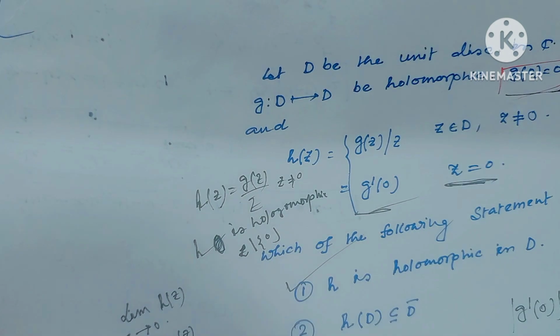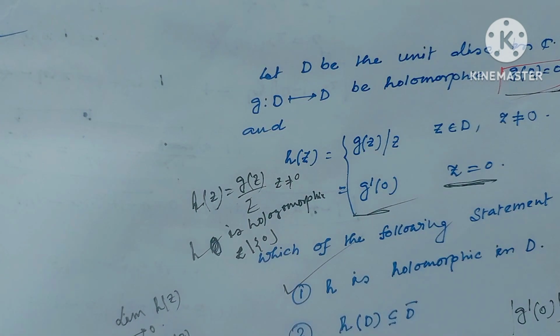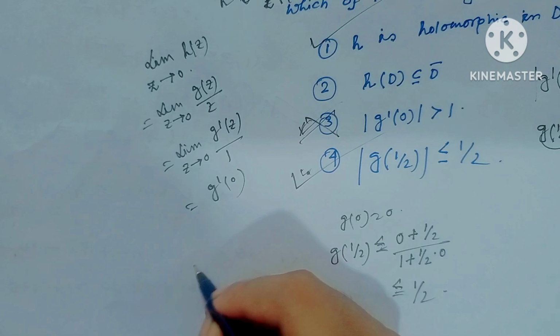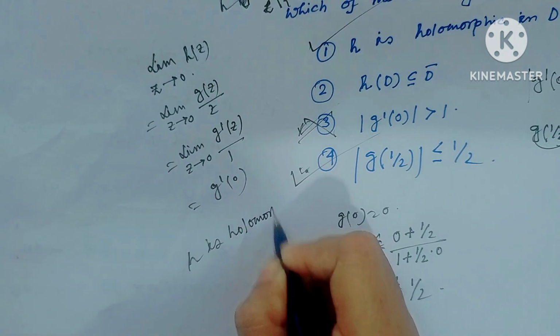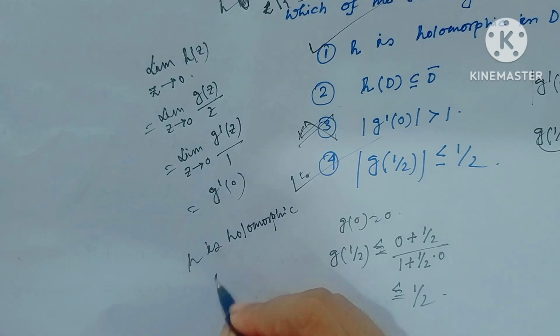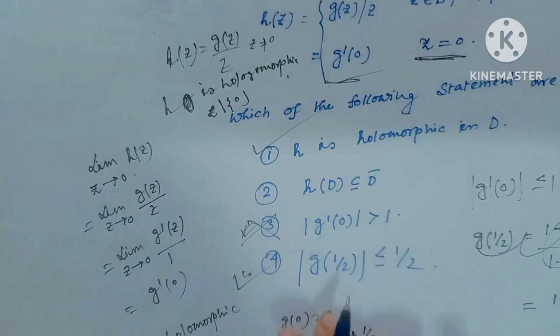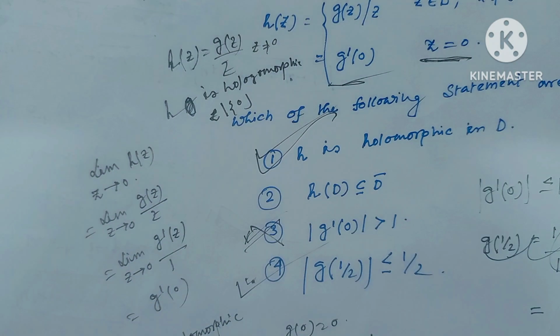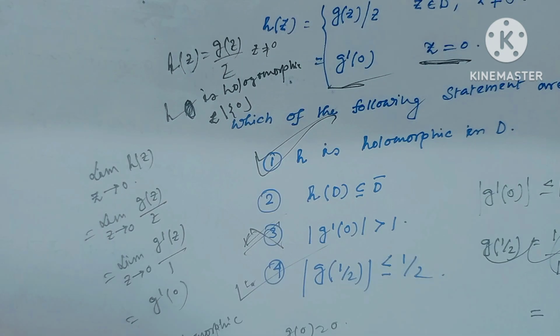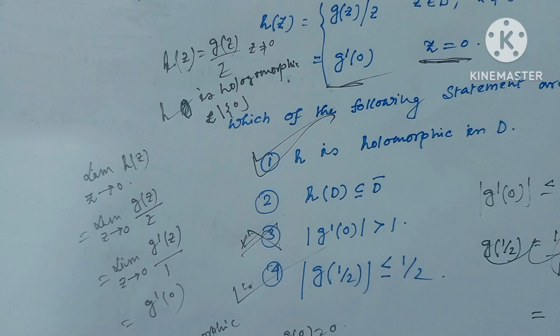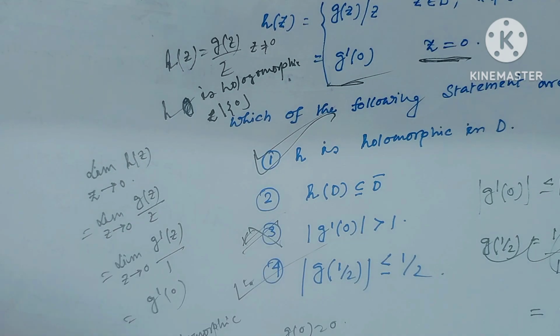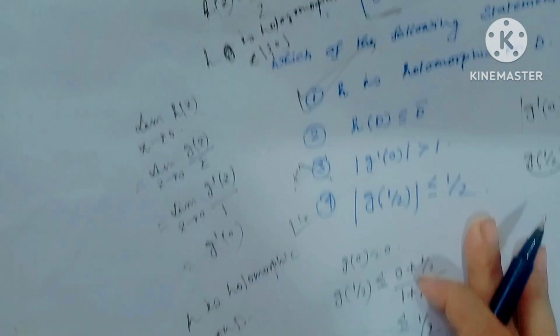So this function is holomorphic on whole D. So option 1 is the right option: h is holomorphic on whole D. Option 2 says h is continuous on D closure. Let's check it.